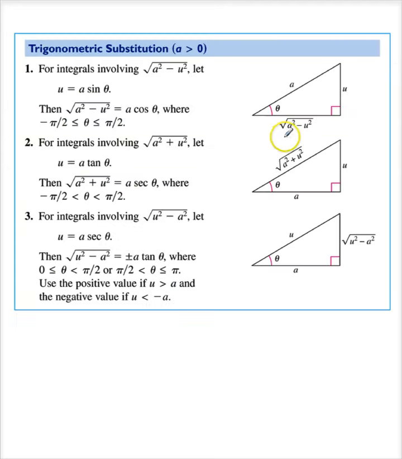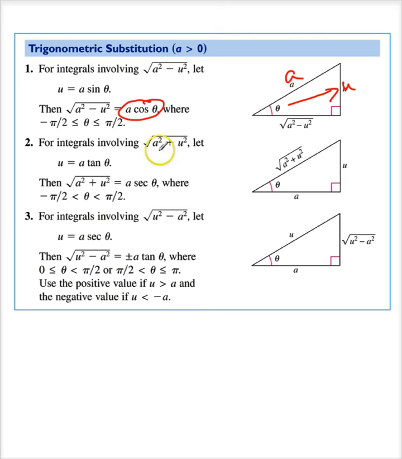Now, there are ways to remember these. You have an integral and it's got the square root of a squared minus u squared. Then draw your triangle. U is opposite your angle, a is your hypotenuse, and of course, the other side is the square root of a squared minus u squared. Let u equal a sine theta, because in this case it is. And then the square root of a squared minus u squared is what? It's a cosine theta. And you restrict your domain.